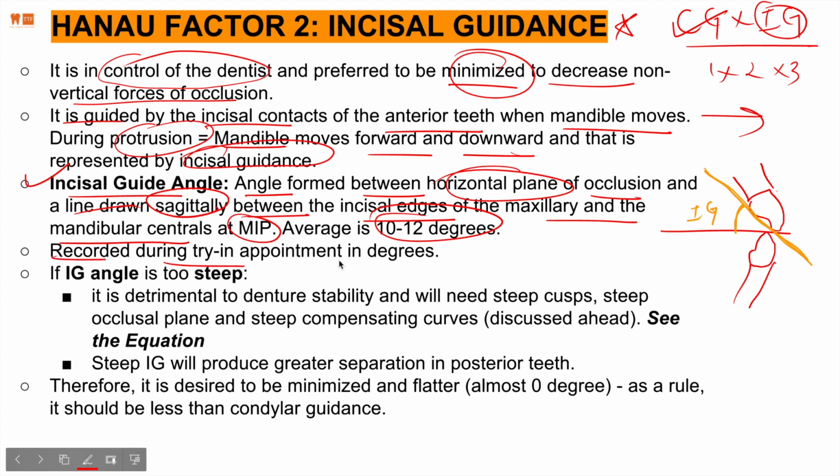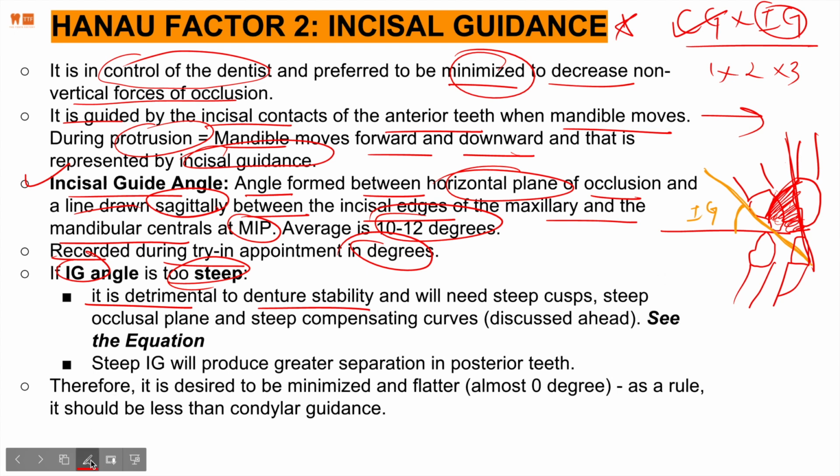It is recorded during try-in procedures. Incisal guidance, if it is too steep, basically, if your maxillary incisor is set vertical, and of course your mandibular incisor is like this, this is too steep, right? Too steep. That's the angle. Then it is detrimental to denture stability, right?